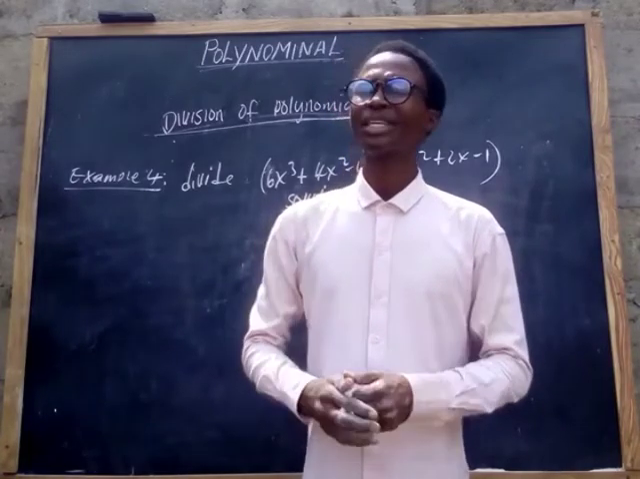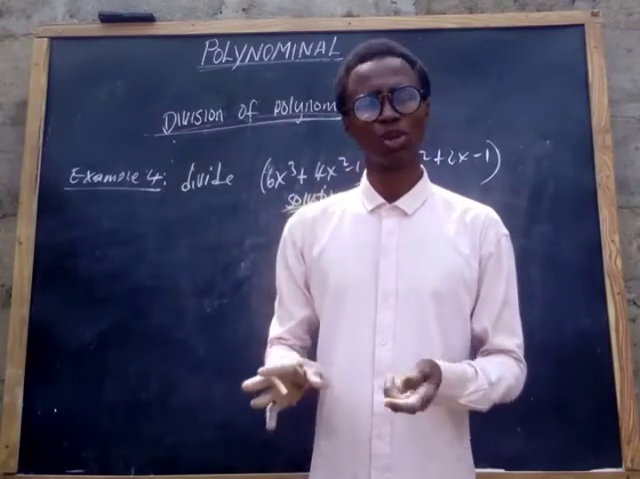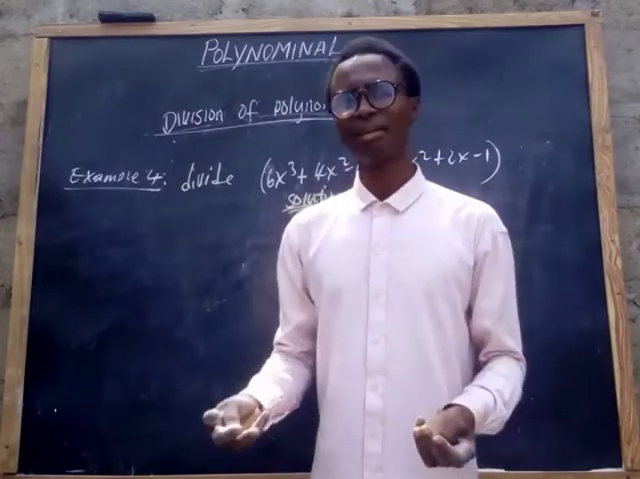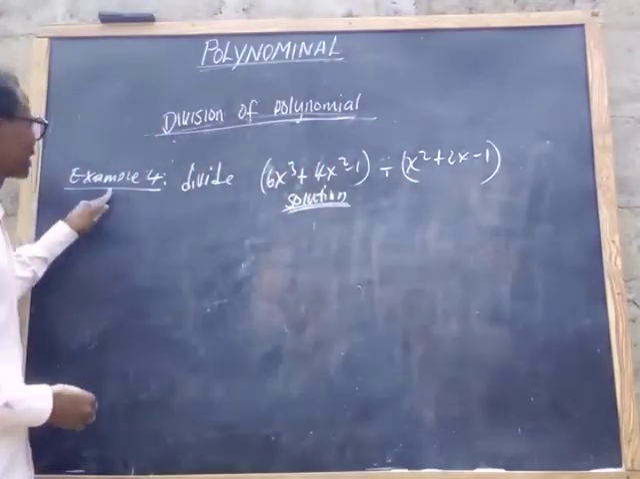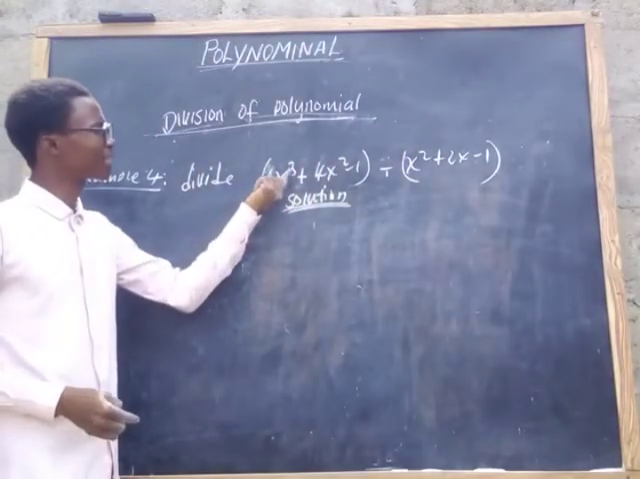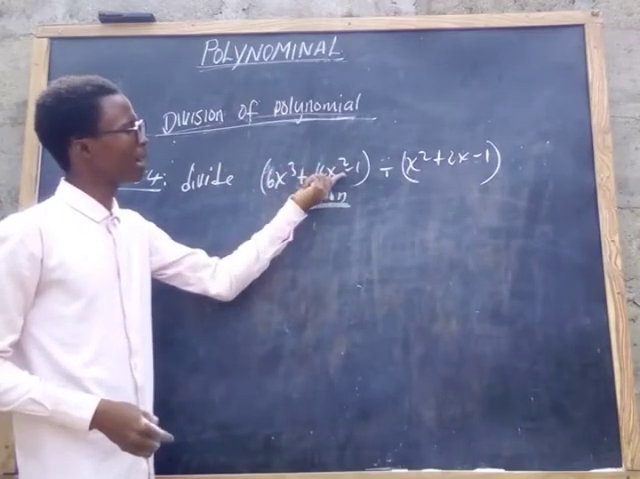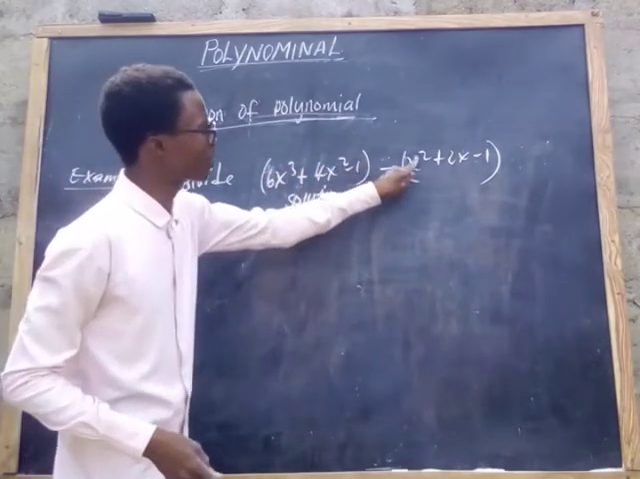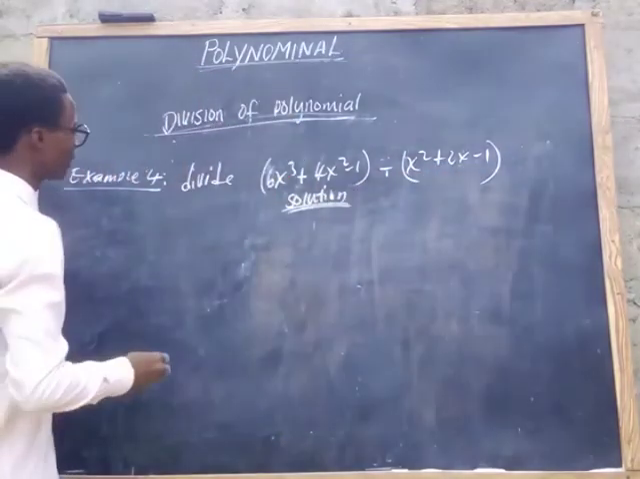We move to example 4. Please, it's just the same method that we do. The method we use to solve example 1, 2, and 3, that's the same method we are going to use to solve example 4, right? Good. Now example 4 says divide 6x cubed plus 4x squared minus 1 by x squared plus 2x minus 1. Do you see? Now we go.